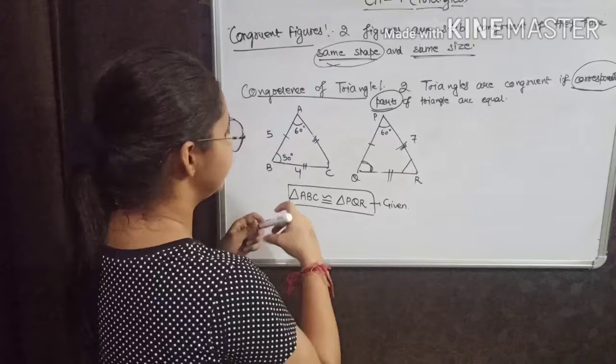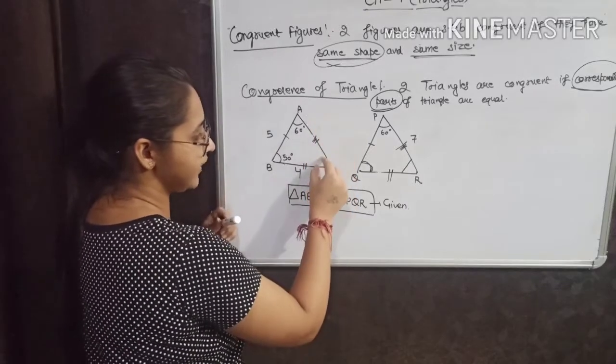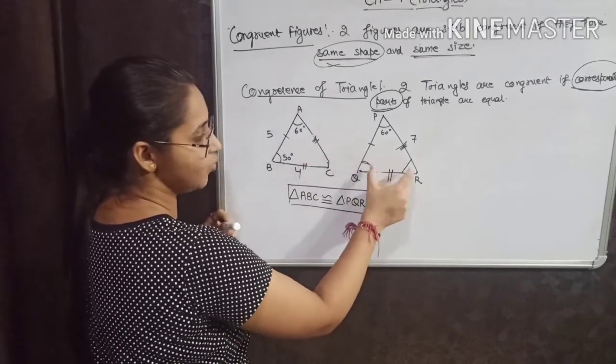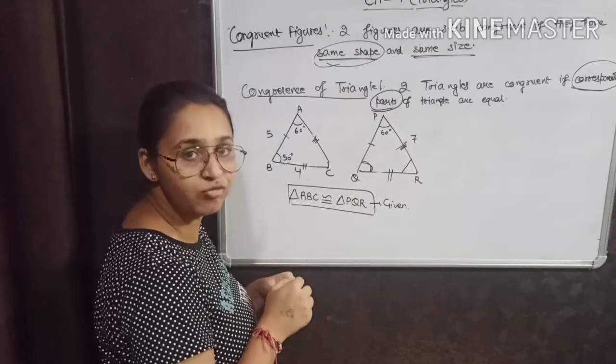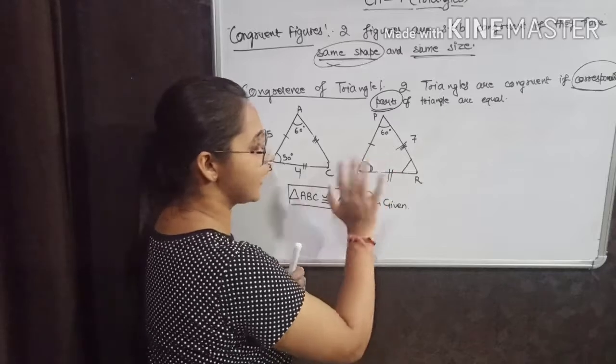Missing values means you have to find this length, you have to find this angle, and you have to find these two angles and these two sides. The length of these two sides, this you have to find. And it is given that these two triangles are congruent.